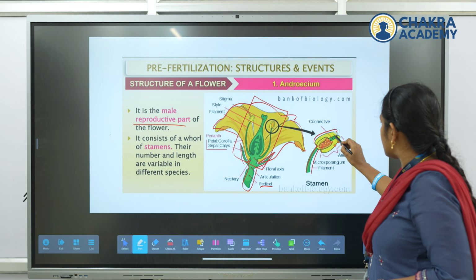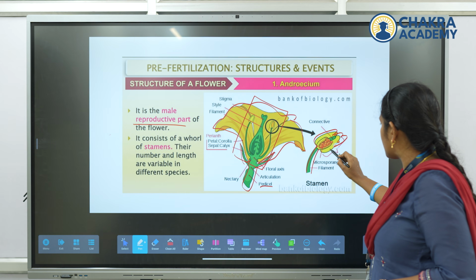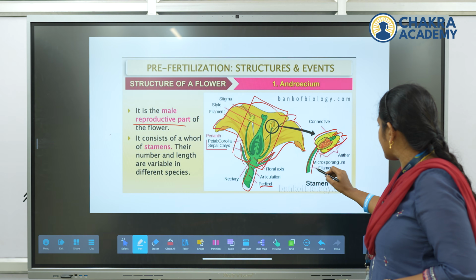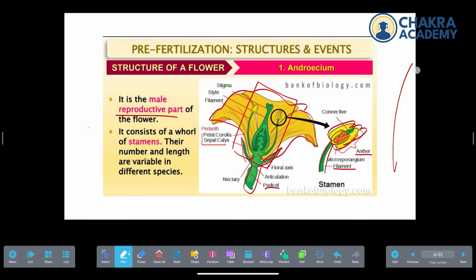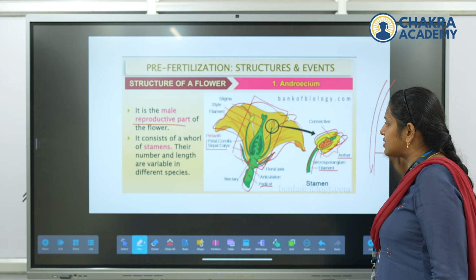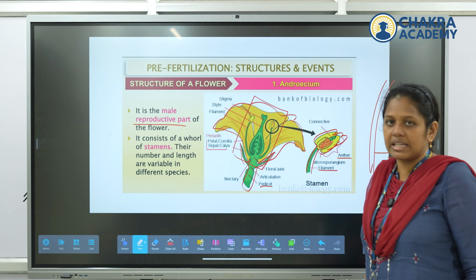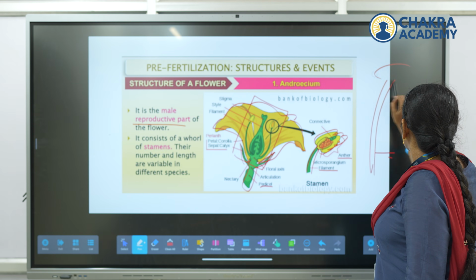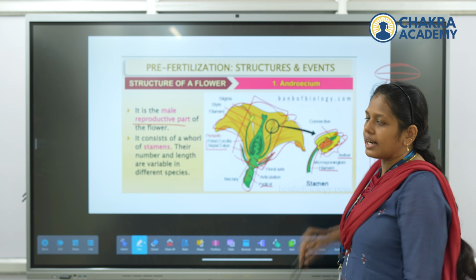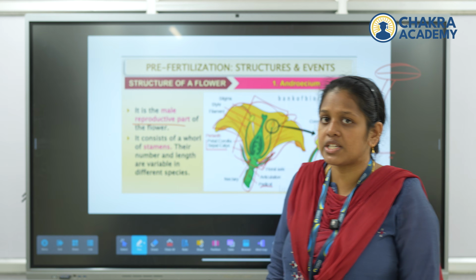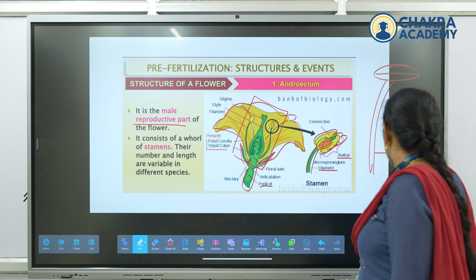The stamen contains two main parts. One is the filament, the other is the anther. The filament helps to attach the stamen to the pedicel, and on the top it carries an anther which is bilobed. The anther contains a number of pollen grains which help in pollination.